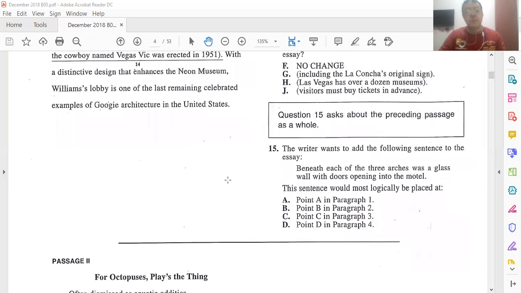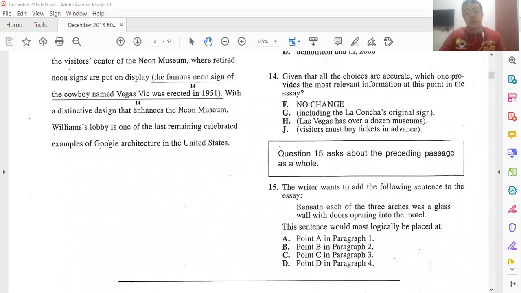So now let's move on to the last question of that passage, okay? It says the writer wants to add the following sentence to the essay. Beneath each of the three arches was a glass wall with doors opening into the motel. This sentence would logically be placed at "beneath each of the three arches was a glass wall." So we should find the place where it mentions the three arches.